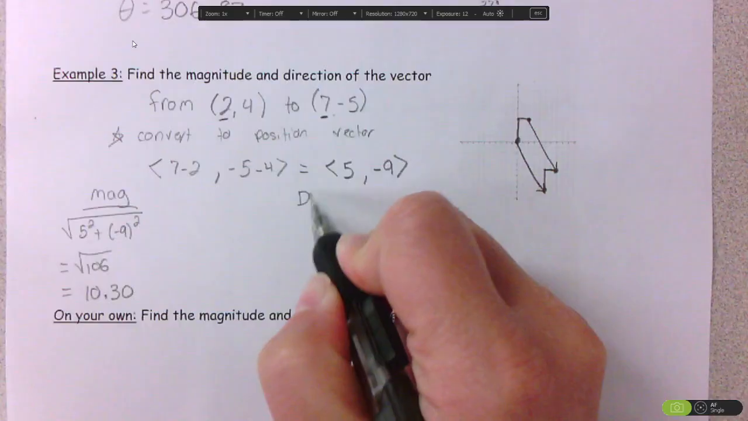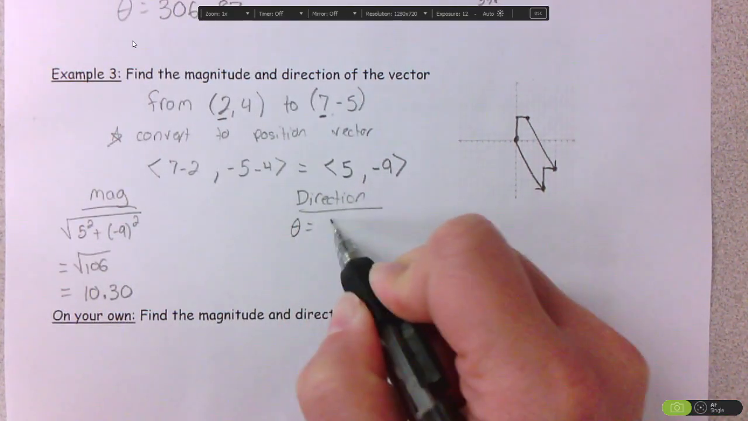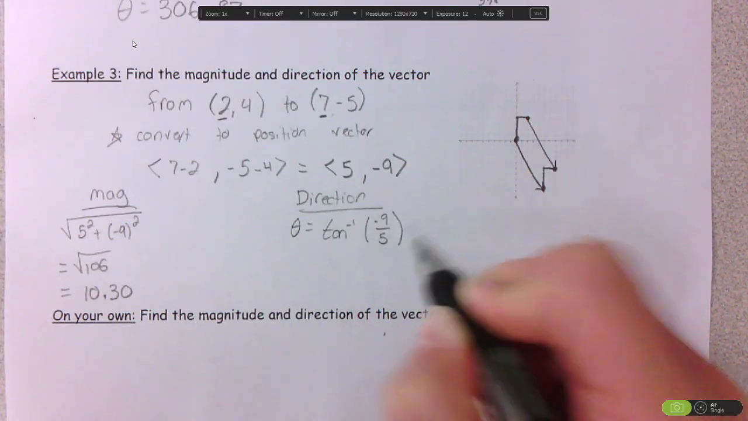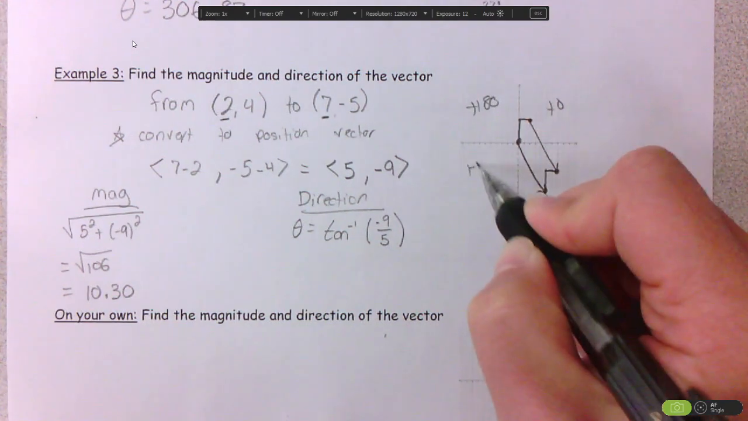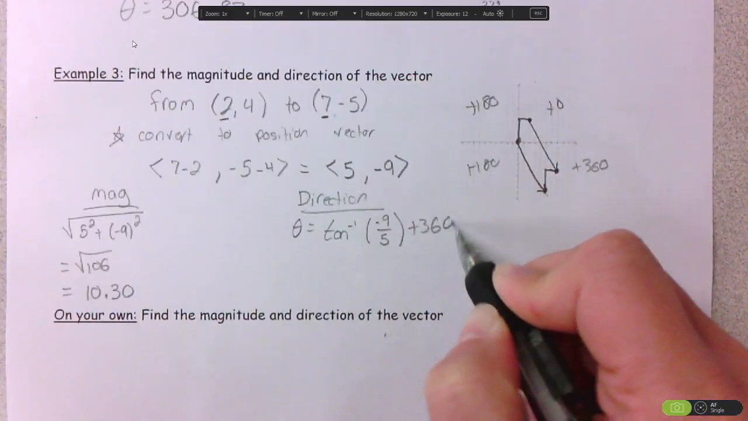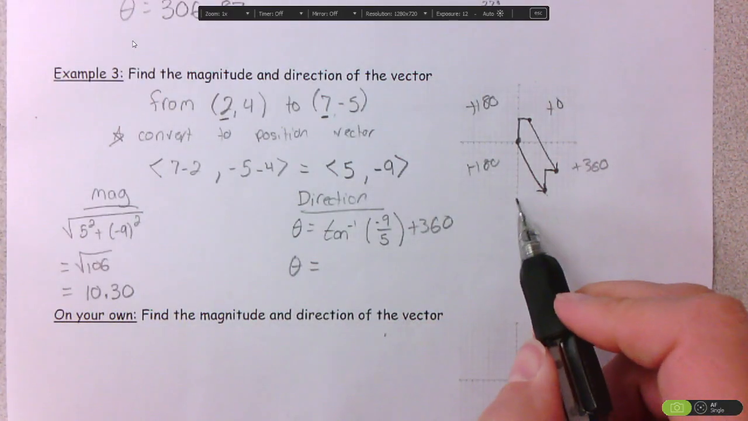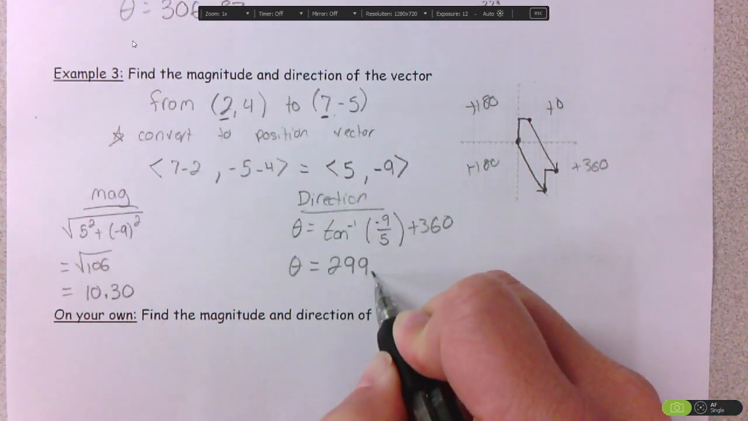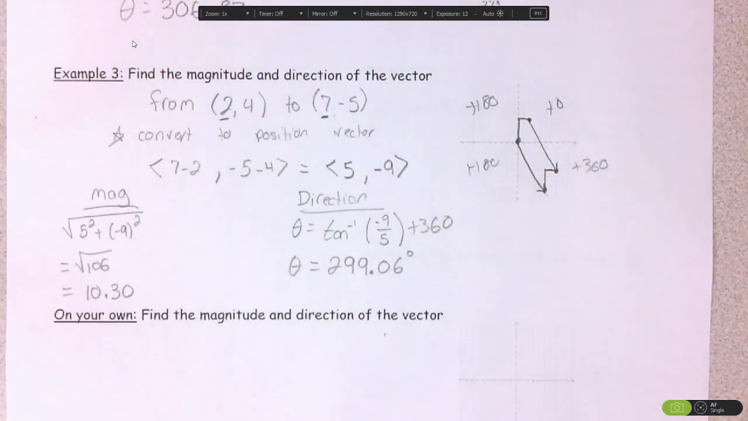And then the direction is going to be tangent inverse of B, which is negative 9, over A, which is 5. And then I'm in quadrant 4, so remember plus 0, plus 180, plus 180, plus 360. So I'm going to be adding 360 here. Type that in our calculator, and hopefully we get a number between 270 and 360, and we do. It's 299.06 degrees.